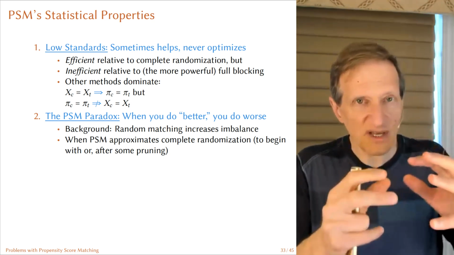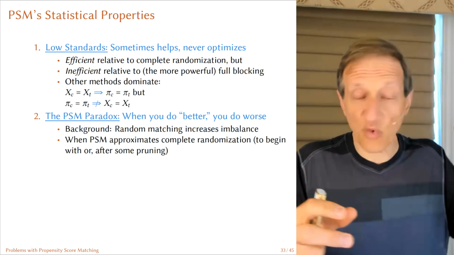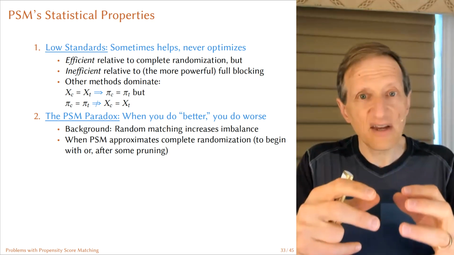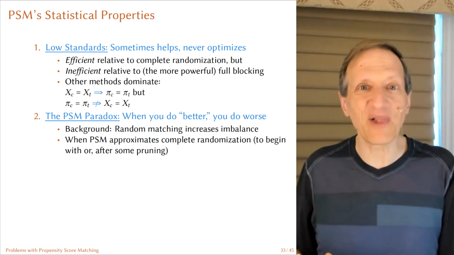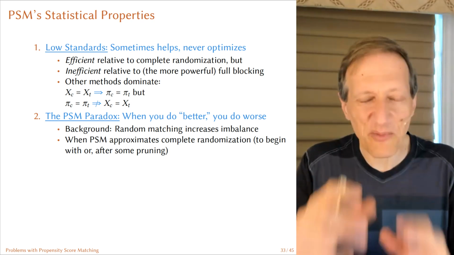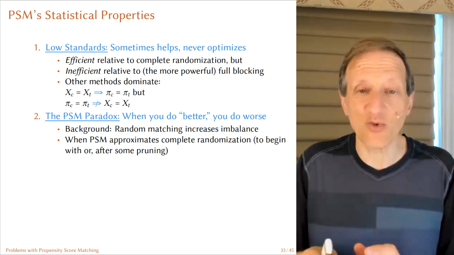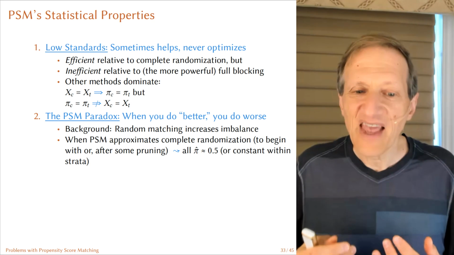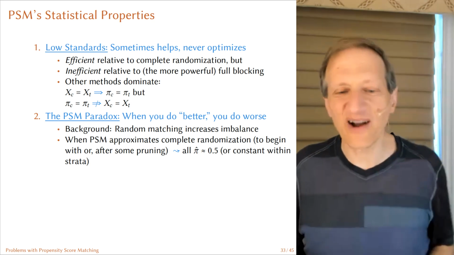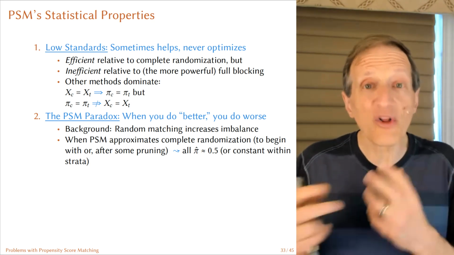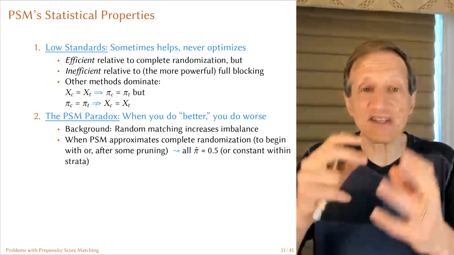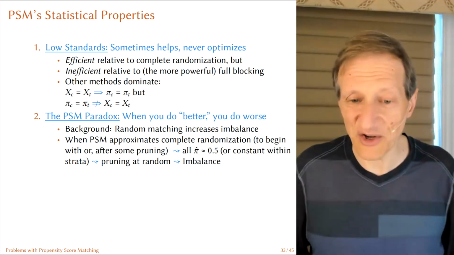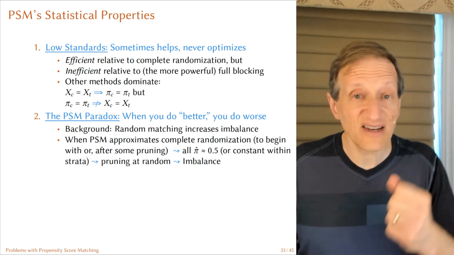But at some point, you get to the point of complete randomization, when other methods would keep going. After they found the complete randomization experiment, they'd go for the fully blocked experiment. What propensity score matching does is it actually makes things worse, because it's pruning at random. When propensity score matching approximates complete randomization, all the pi's are roughly the same or constant within their strata. That is pruning at random by definition. I showed you that in the graph. That produces imbalance. It generates imbalance.